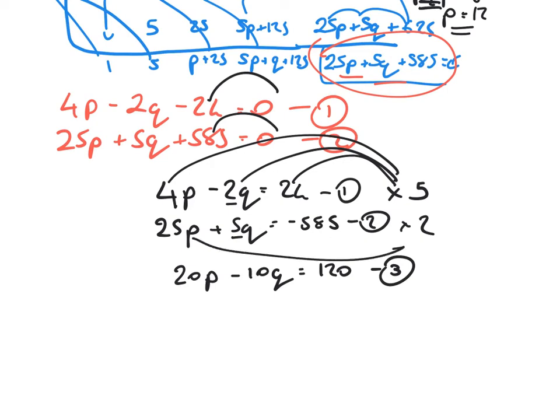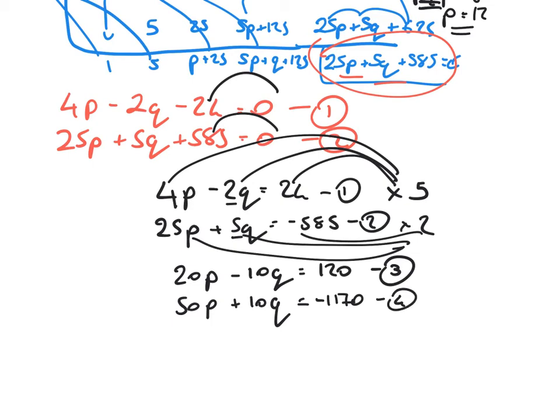Second equation, I'm going to multiply everything by 2, so that will be 50p plus 10q is equal to minus 1170. I'm going to call that equation 4. Now remember, for simultaneous equations, if the signs are different, you add. If the signs are the same, you subtract. So the signs are different, so I'm going to add the equations. So add equations 3 and 4.